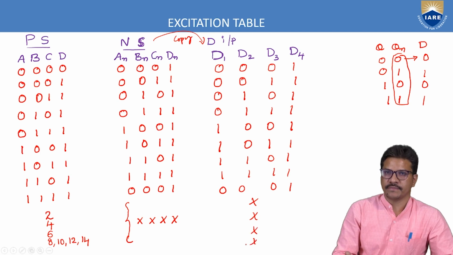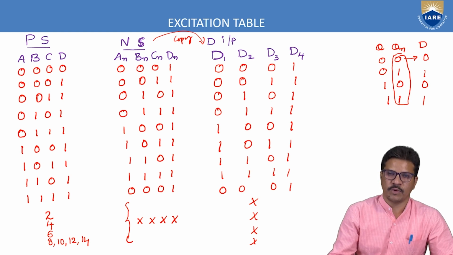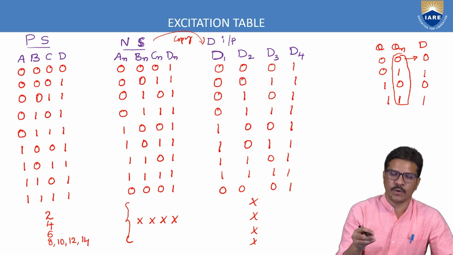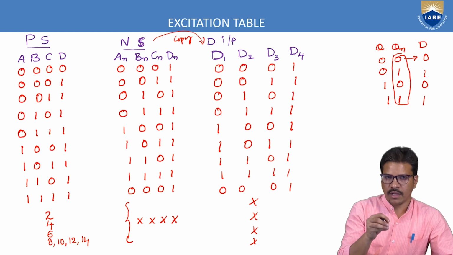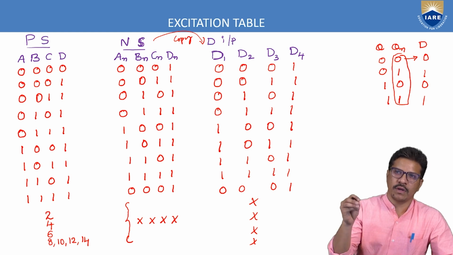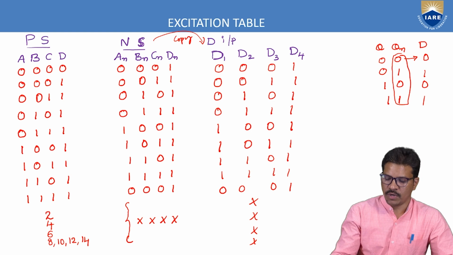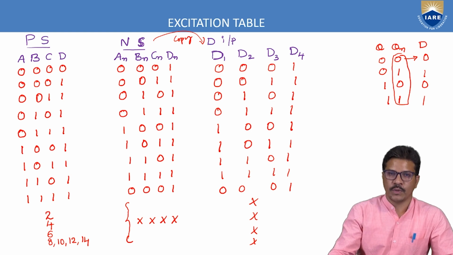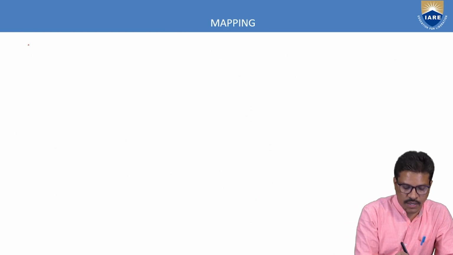All don't cares. So we can now create the minimized Boolean function for each D column. What is the required combinational circuit connected to the D flip-flop inputs? D1 input, D2, D3, D4 input. In order to get that combinational circuit, we have to find it with the help of the K-map. So with the help of the K-map, we find out D1.